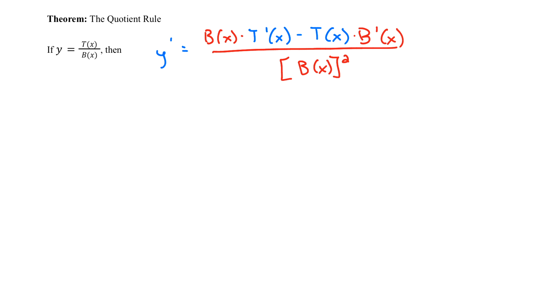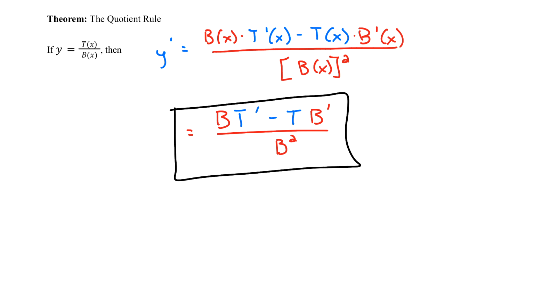And if I wanted to clean this up, I don't think we really need the of x's there. If we just think about b and t as functions, we can clean that up a little bit to say, okay, well that's really b times t prime minus t times b prime divided by b squared. And that is a little bit easier, but I was never one for remembering formulas. You can absolutely use this if you want to. There's absolutely nothing wrong with that.